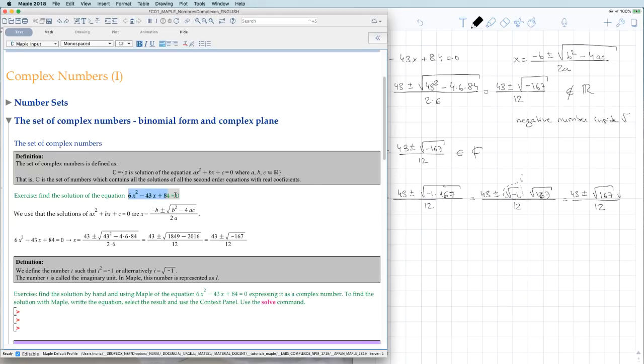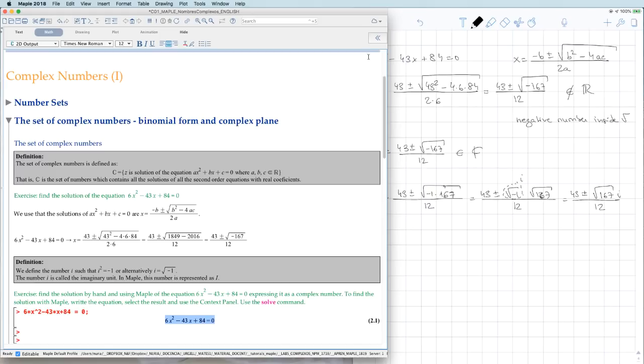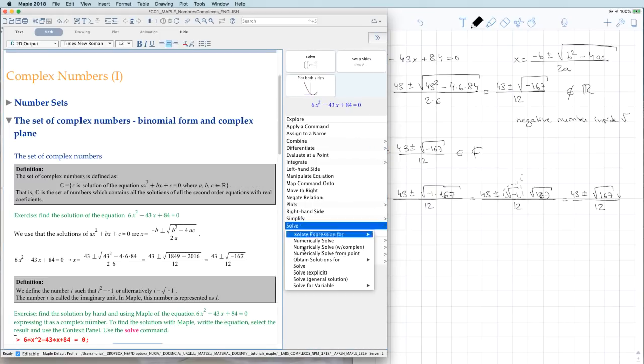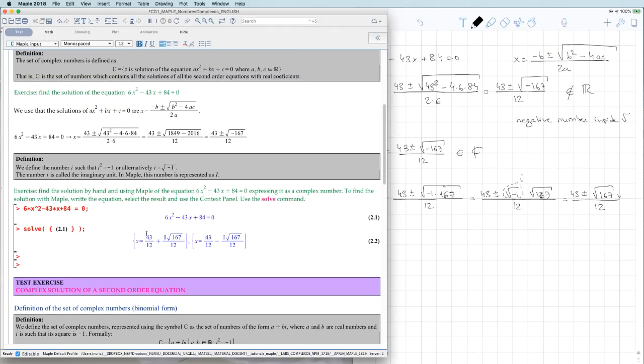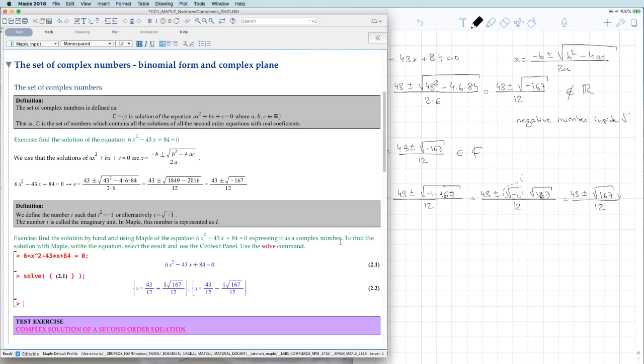I'm going to copy probably this one here. Let's see if it works. Okay, this one. And now again we use the context panel to solve. And what we get is 43 divided by 12 plus minus the imaginary unit I square root of 167 divided by 12. So this is a complex number and we express them using the imaginary unit. Now you can go to the test and do the first exercise.